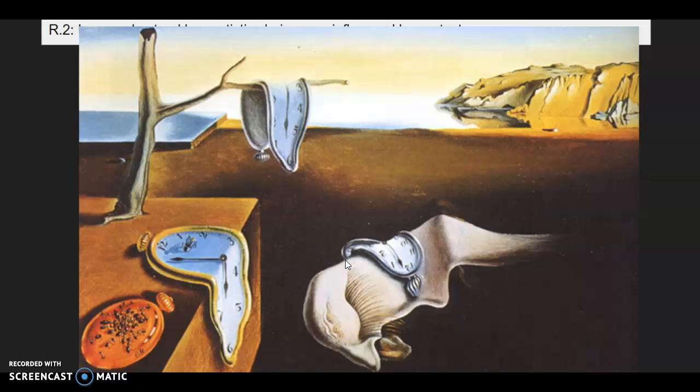This is the most famous surrealist painting. Hopefully you've seen it. If nothing else, you've seen it in my classroom like once. This is Salvador Dali's Persistence of Memory. And I want you to briefly take a look at what you see here. We've got melting clocks, of course. That's what it's most famous for. We've got a fly on the melting clock.